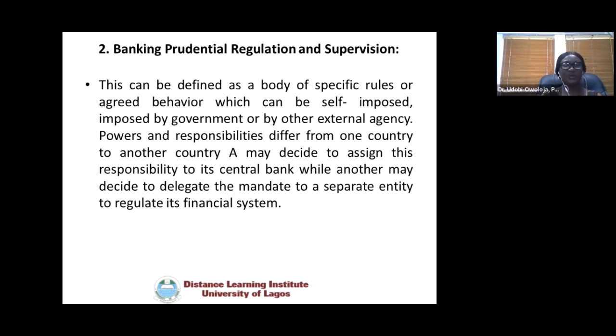The second component is what we call banking prudential regulation and supervision. This can be defined as a body of specific rules or agreed behavior, which can be self-imposed, imposed by government or by other external agencies. Powers and responsibility differ from one country to another. Country A may decide to assign the responsibility of supervision of financial institutions to a central bank, while other countries may decide to delegate the mandate to a separate entity to regulate its financial system. For example, in Nigeria, that mandate is given to both central bank and NDIC. They work in collaboration to regulate the financial institutions.